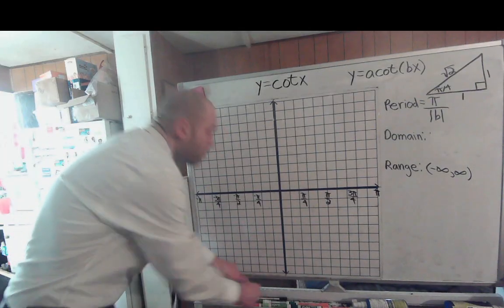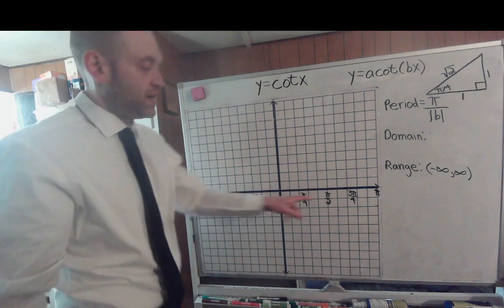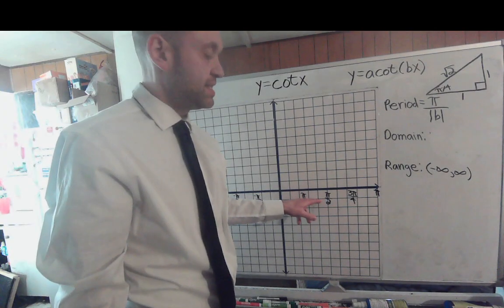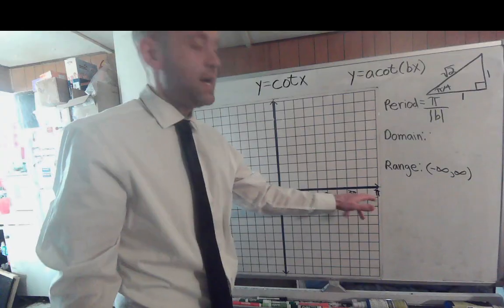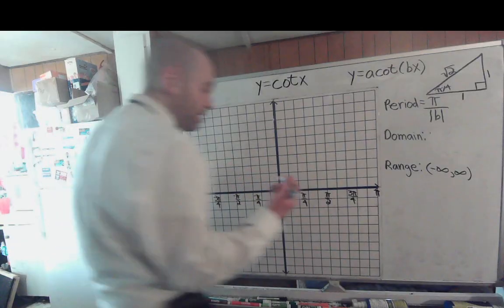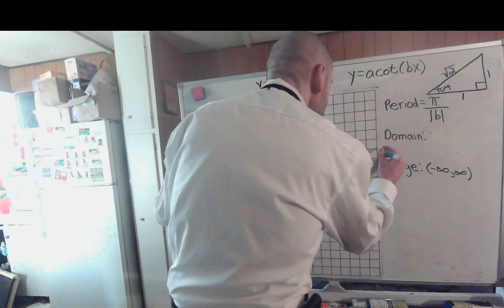Now, what about pi over 2? We know it's defined at pi over 2. It'd be 0 divided by 1, which is defined. You would get 0. Now, what about at pi? Cotangent of pi would be negative 1 divided by 0. That'd be undefined. So we'll actually have another vertical asymptote at x equals pi.